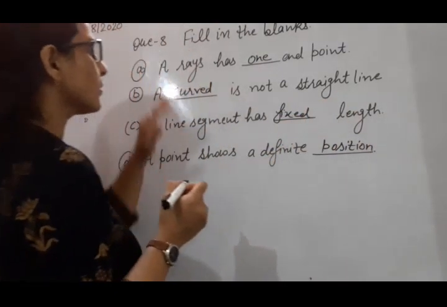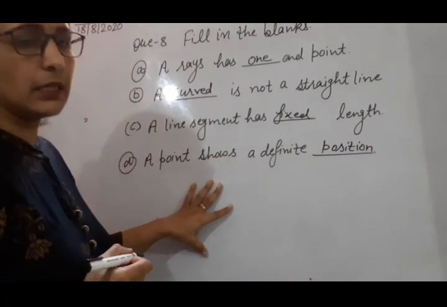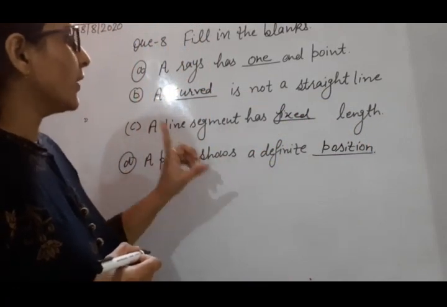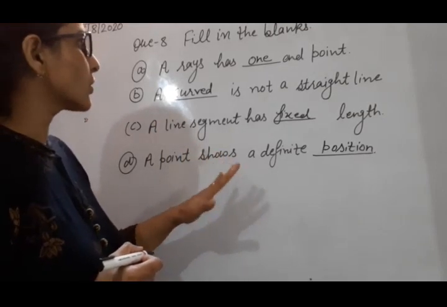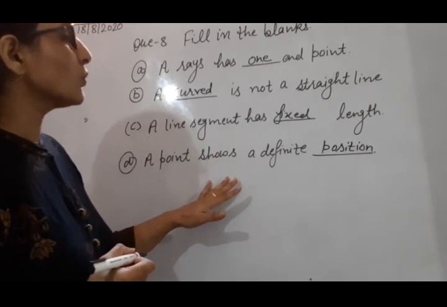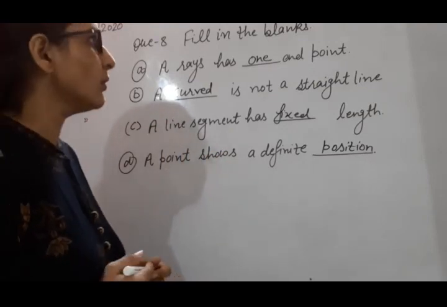Clear? So this is all about your exercise 4.1. Questions 1 to 8 are given in this exercise. When you draw any figure, you use your ruler, your scale. Okay students, so this is all about your exercise. Do your work in neat and clean handwriting in your fair notebook.